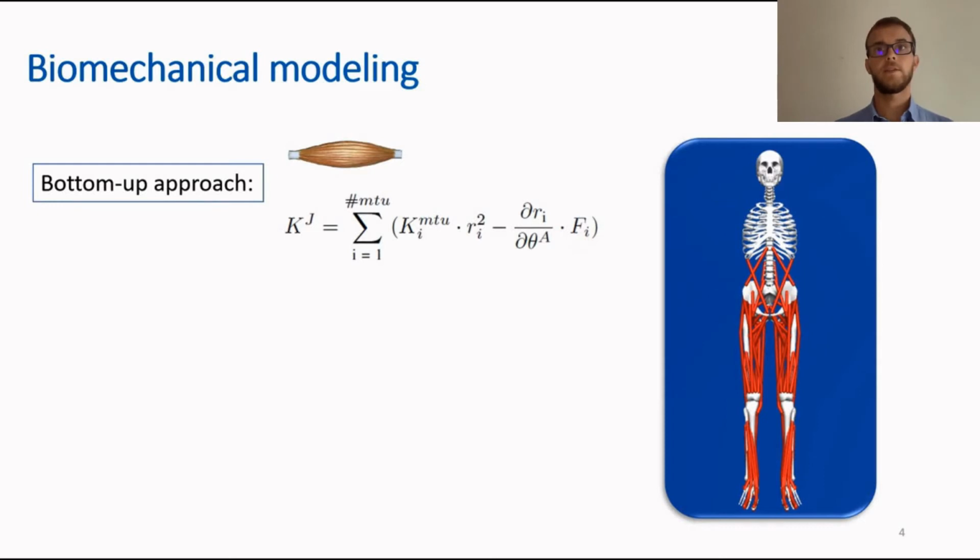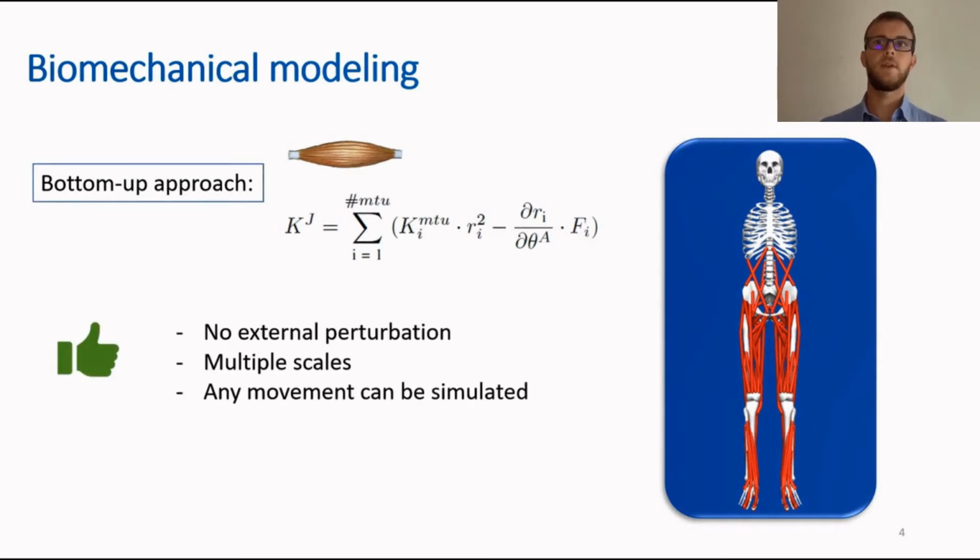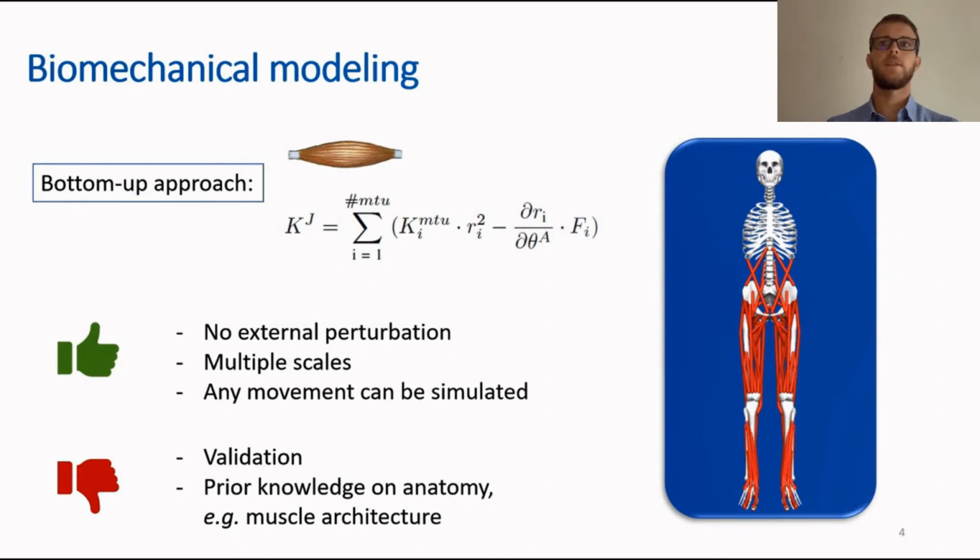The main advantages of this methodology are that no external perturbations are required. We can study stiffness at multiple scales, from muscles to tendons to the joint scale, and identify causal relationships between them. And in theory, any kind of movement can be simulated. Some of the disadvantages of this method are that there is the need to validate the results with a gold standard, and that a lot of prior knowledge on anatomy and muscle architecture is required. But what exactly is muscle architecture?